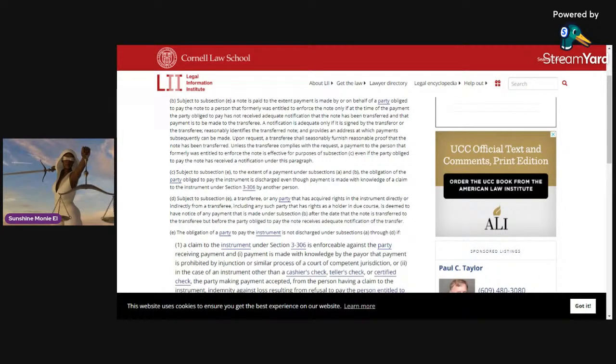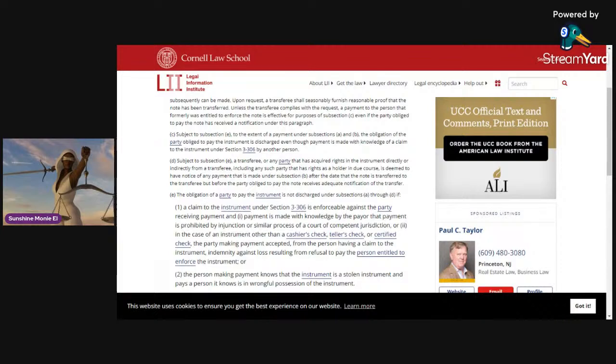So, subject to subsection E, a transferee or any party that has acquired rights in the instrument directly or indirectly from the transferee, including any such party that has rights as a holder in due course, is deemed to have notice of any payment that is made under subsection B after the date that the note is transferred to the transferee, but before the party obliged to pay the note receives adequate notification of the transfer.